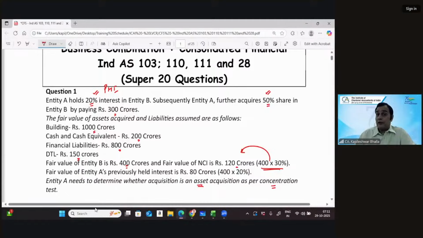So we're given the fair value of the business as a whole, and we're also given the fair value of the NCI. Then it also tells you that the fair value of the previously held interest, that is PHI, is 20% of 400 crores, which comes to 80 crores. So the data is given pretty well. Now when you apply the concentration test and present your answer, you need to be very careful in terms of your calculations.